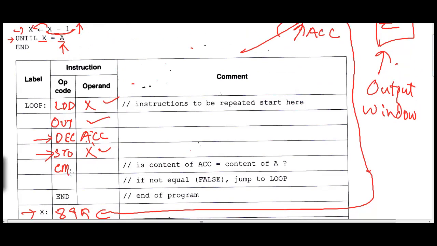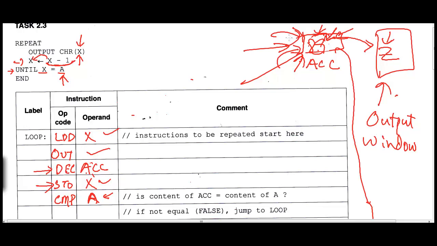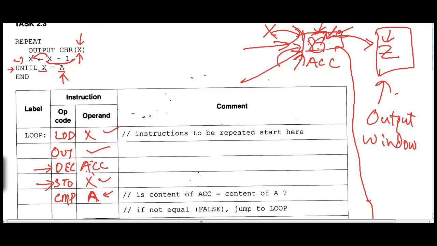We can say CMP to compare, and then we can give the location where that value is lying. So that value is lying at location A. So compare the value at location A with the value in the accumulator, and we know that in the accumulator the value right now is X. So these two are going to be compared. If X is equal to A, then we are going to jump to end, but if X is not equal to A, we are going to jump to the start, and the start is indicated by what label?